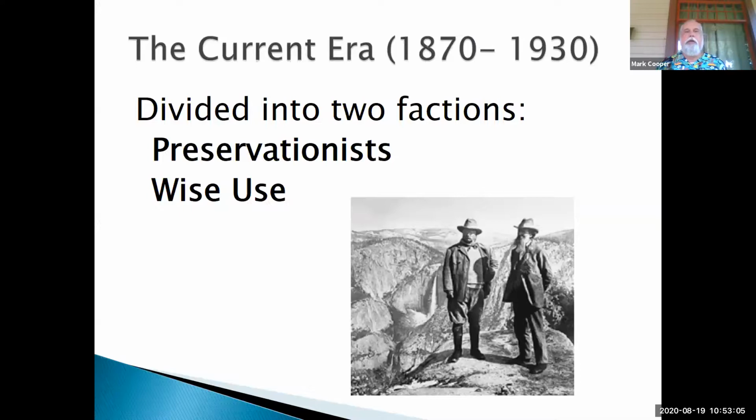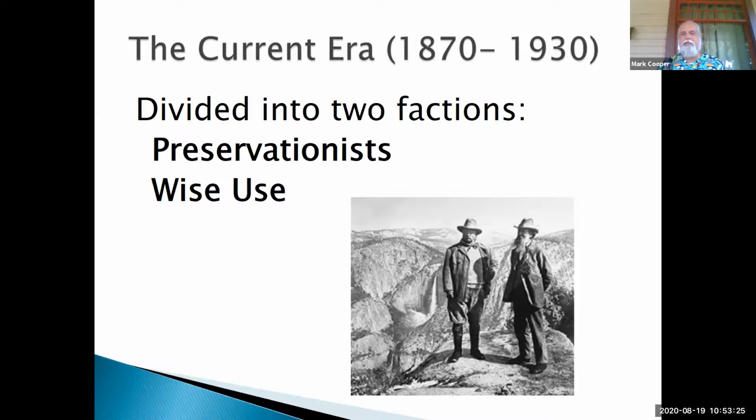All right, so the two factors, the preservationists and the wise use, or these would be the conservationists. So the preservationist would be somebody like John Muir, who's in this picture. The picture is up on the right. That is John Muir. And the picture on the left, that is Teddy Roosevelt.